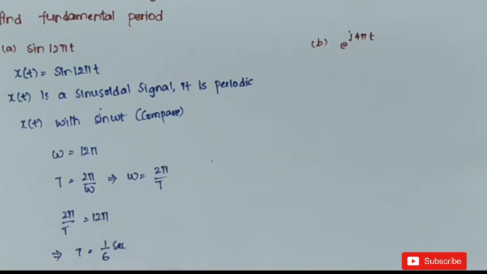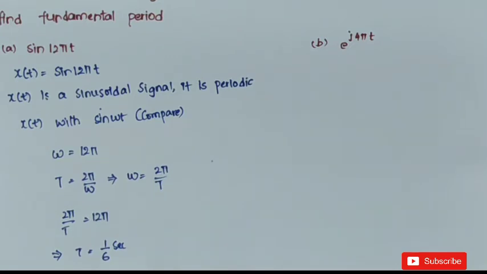We know that a sine signal is a periodic signal. Therefore we can say that it is periodic. And now we have to find out the fundamental period. So compare the signal sine 12 pi t with sine omega t. Then the omega value is 12 pi. We know that T is equal to 2 pi by omega. Then omega is equal to 2 pi by T. In place of omega substitute 12 pi. 12 pi is equal to 2 pi by T. Then T is equal to 1 by 6 seconds. Let us see the next problem.